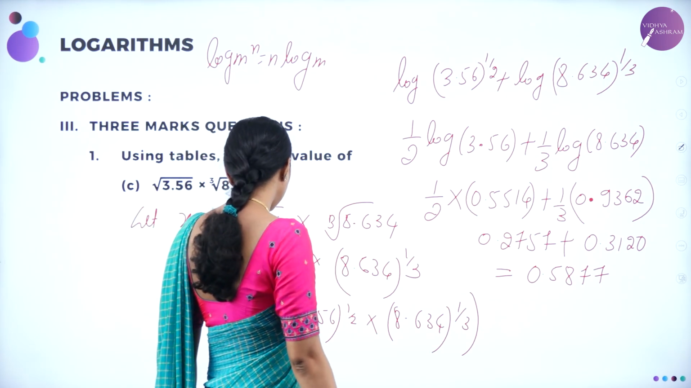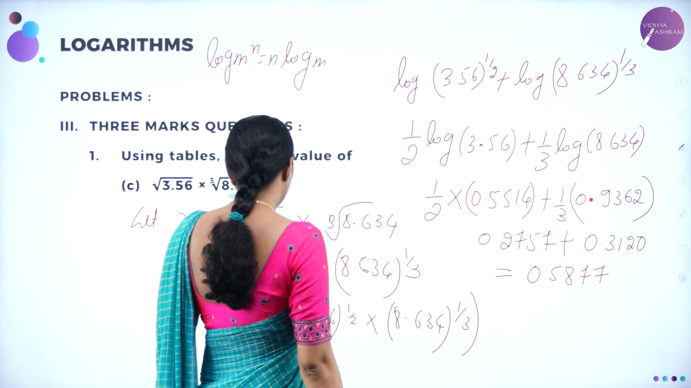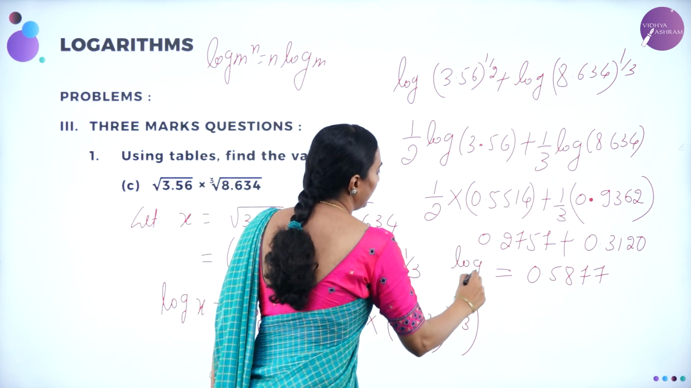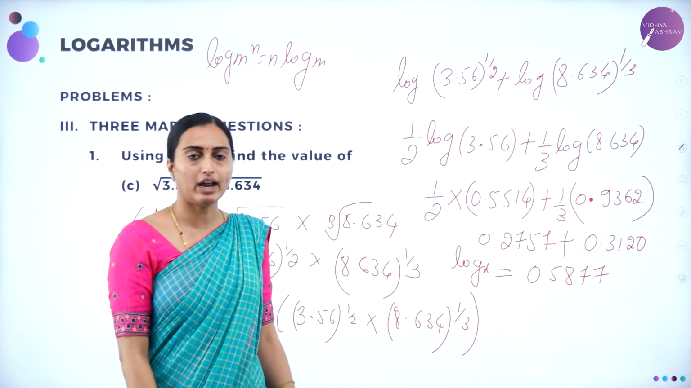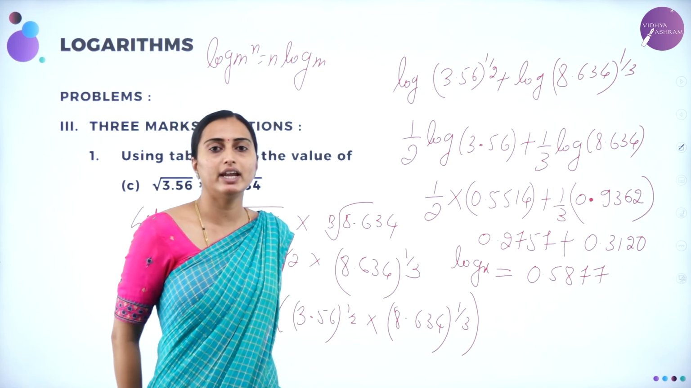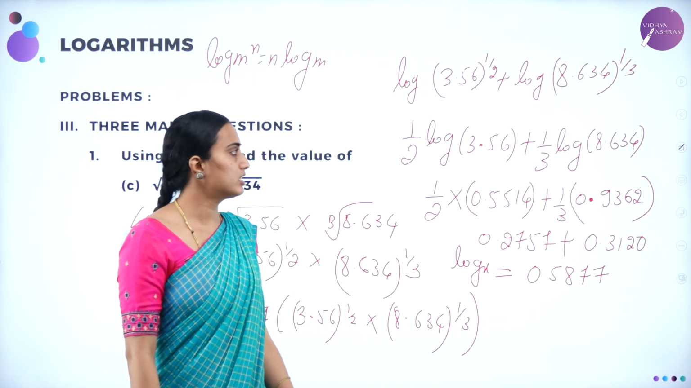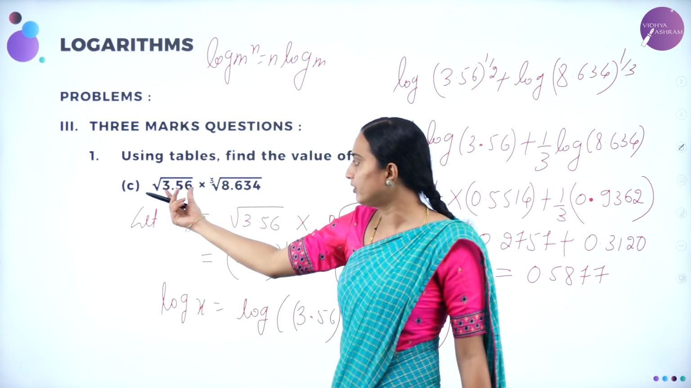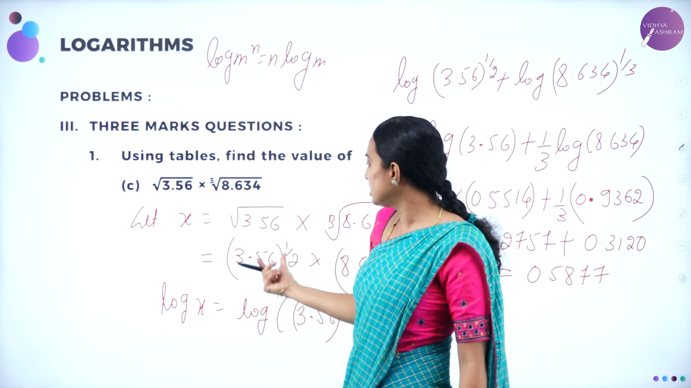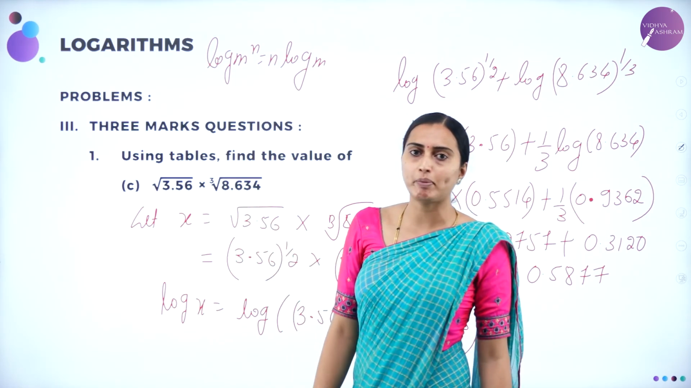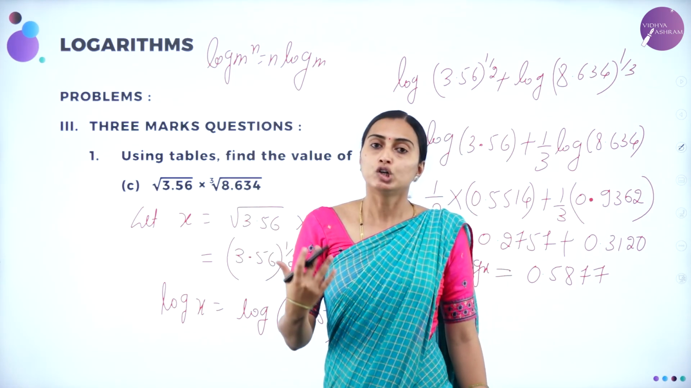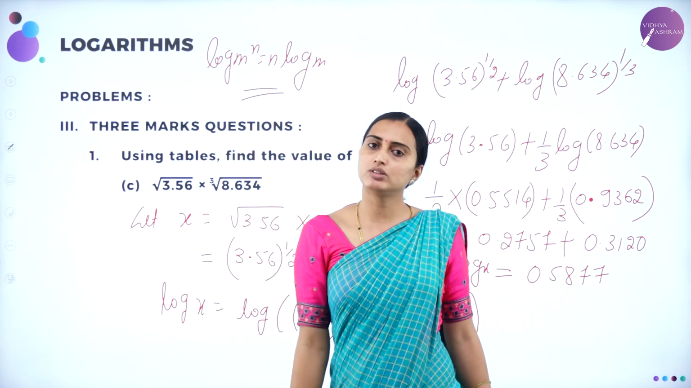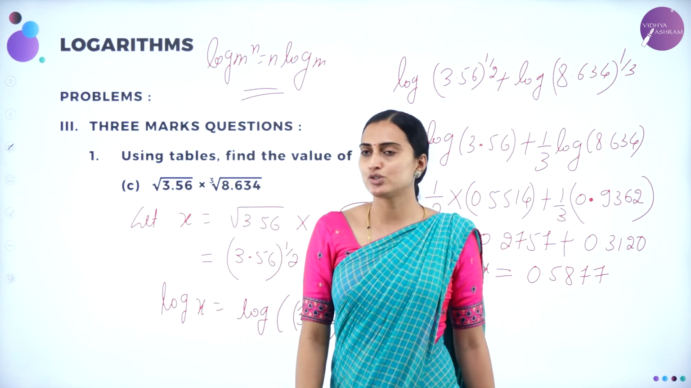But here I want the anti-log of this one. Anti-log of this one you are going to get the answer. This is log x. Find out the anti-log of 0.5877. Okay. Yes. Okay, we'll move on. I think you understood how to solve the problem. If they have given square root and cube root, just by writing to the power of 1 by 2, to the power of 1 by 3. If they have given fourth root, to the power of 1 by 4. Then applying this formula. I think you've understood how to solve this problem.